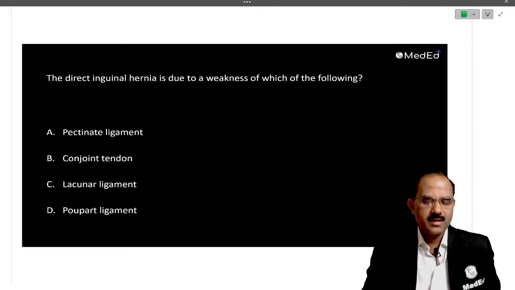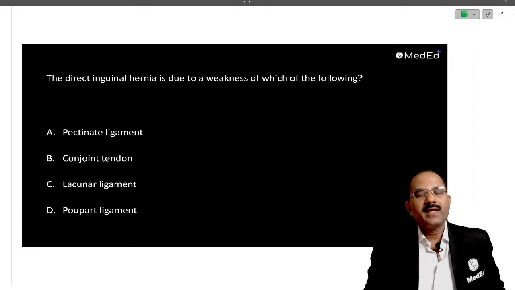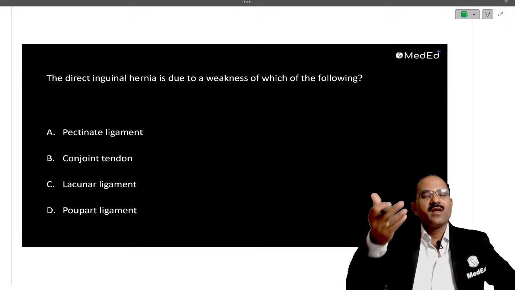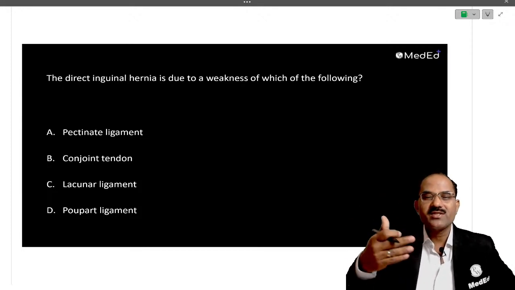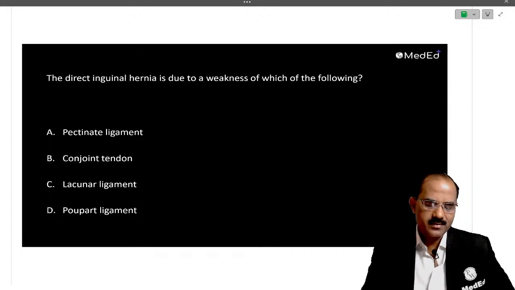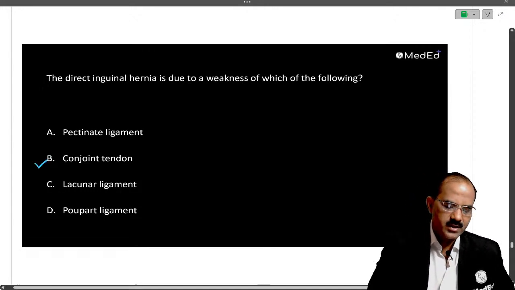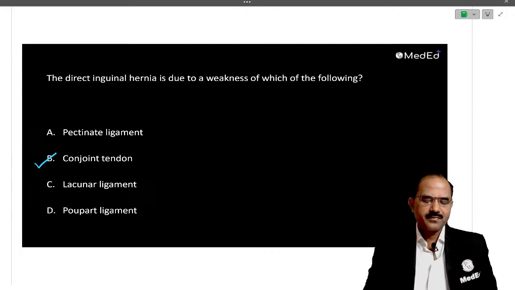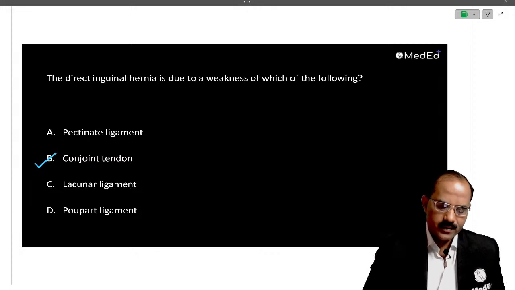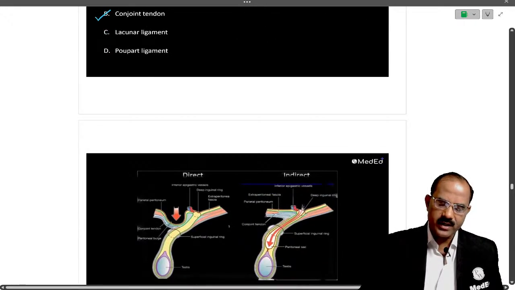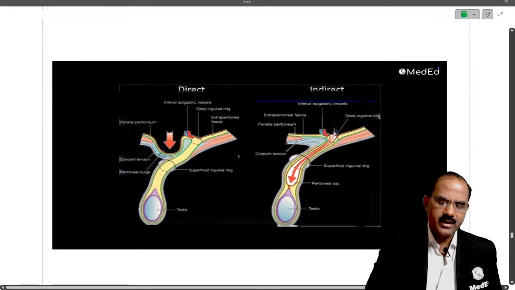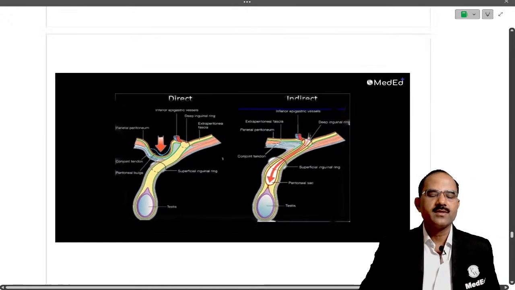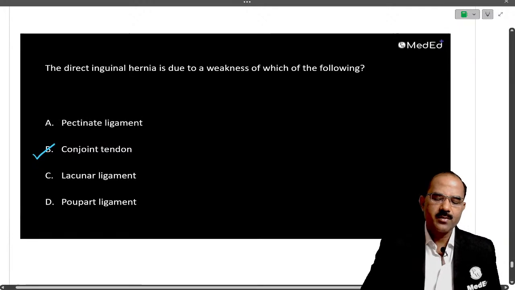Shall I answer this? Direct inguinal hernia. An indirect inguinal hernia is normally due to persistence of the processus vaginalis. A direct inguinal hernia is due to weakness of the muscles. So which is this? Conjoint tendon. Weakness of the conjoint tendon. Okay, I'll just draw something for you. So that's weakness of the conjoint tendon. What is the conjoint tendon? It's the internal oblique and transversus abdominis.